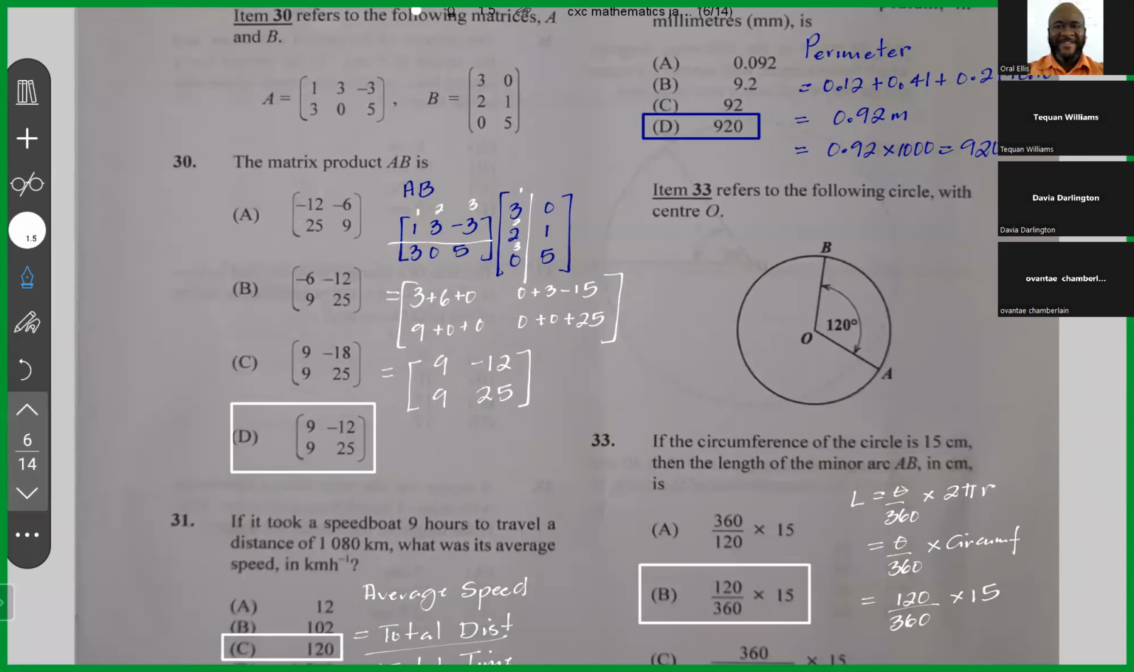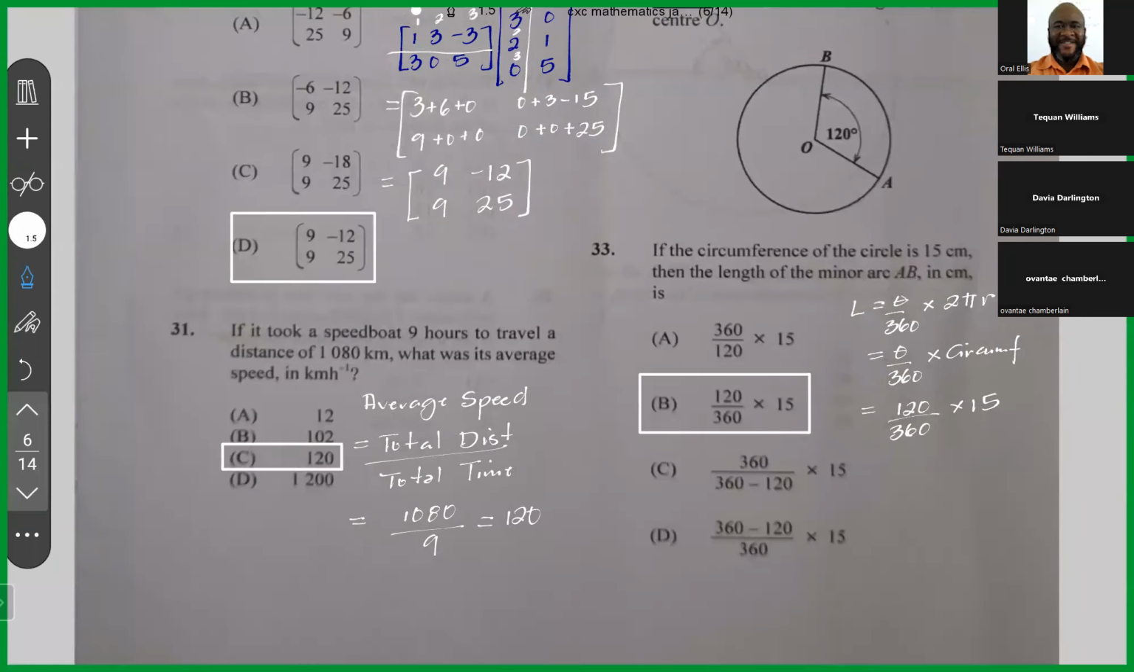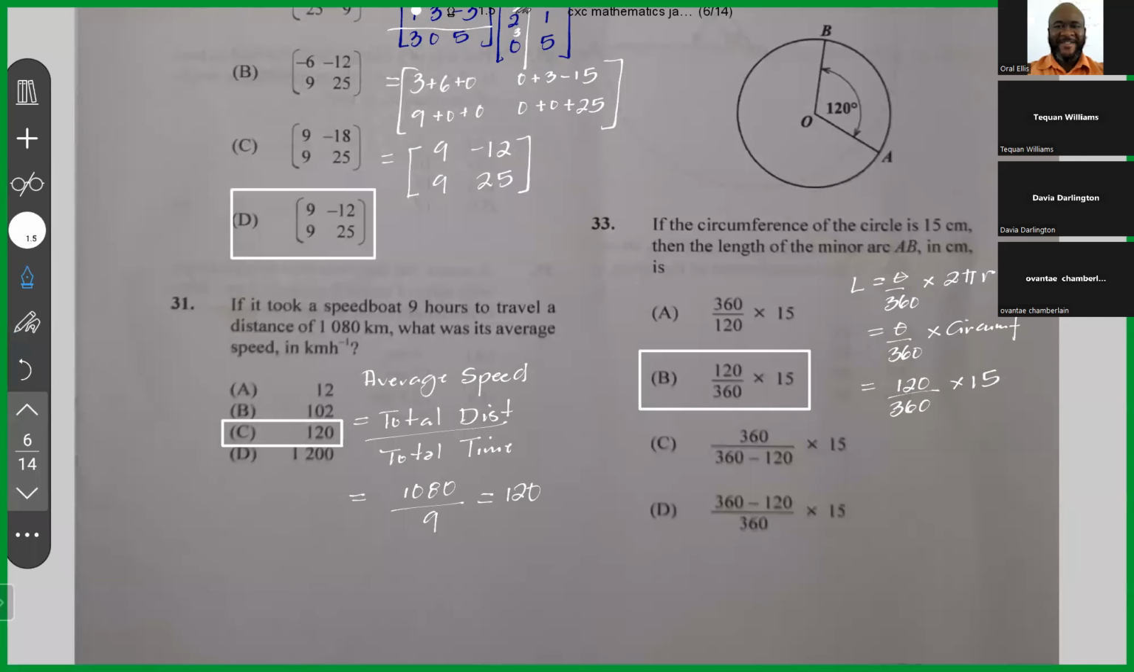I saw persons who got, I even saw persons got 31 wrong when they shouldn't. If it took a speedboat 9 hours to travel a distance of 1,080 kilometers, what is the average speed in kilometers per hour? Now, average speed is equal to total distance divided by total time. So that's a simple division.